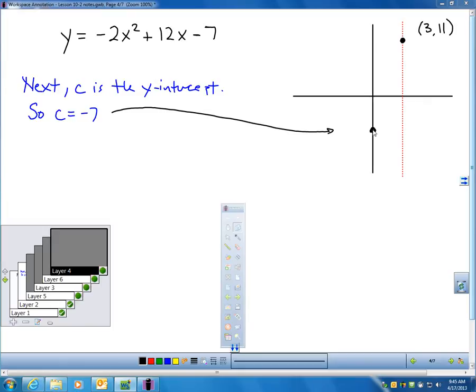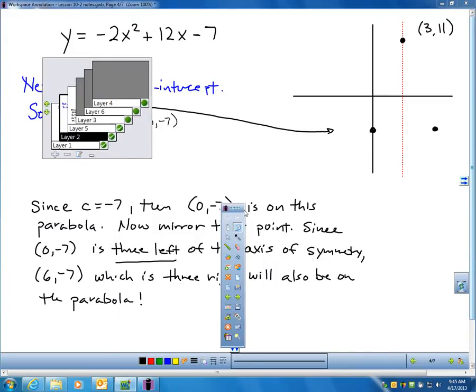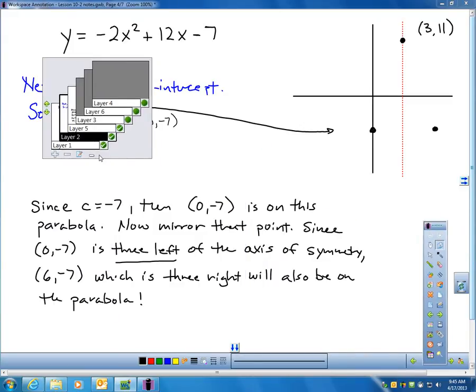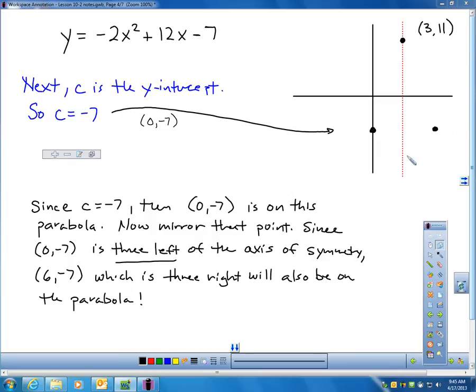That means I have an intercept at the point 0, negative 7. Remember, y-intercept means when I see negative 7, what that's telling me is that this parabola must intersect the point 0, negative 7. So I know my parabola is opening down, and you can see that here. Now I can sketch it. I got a little ahead of myself.